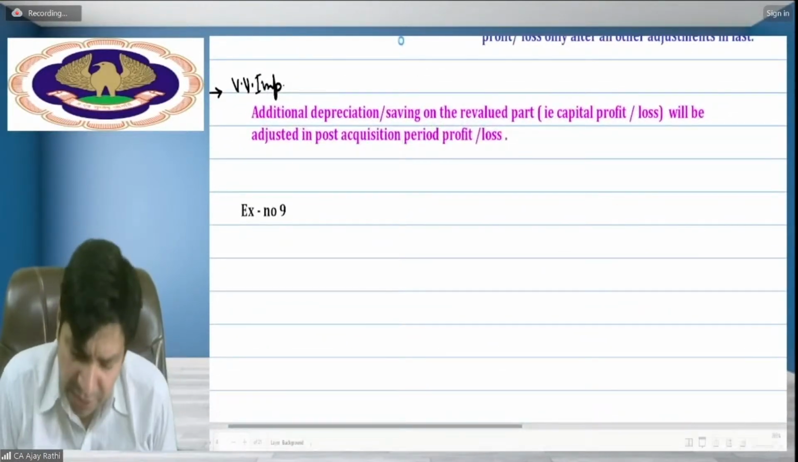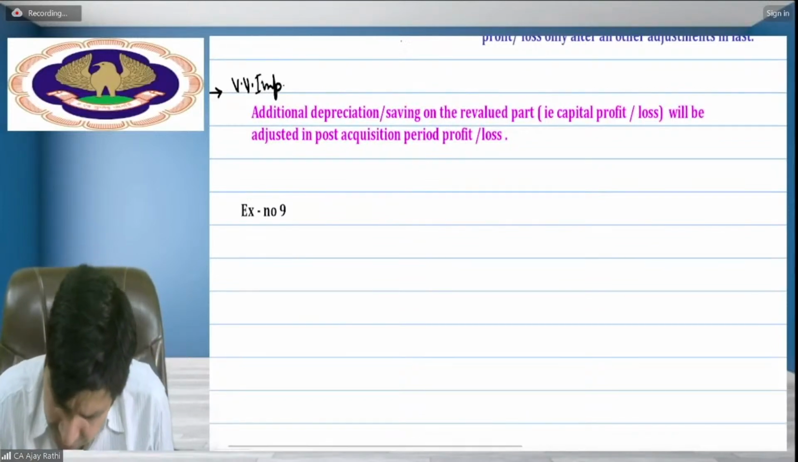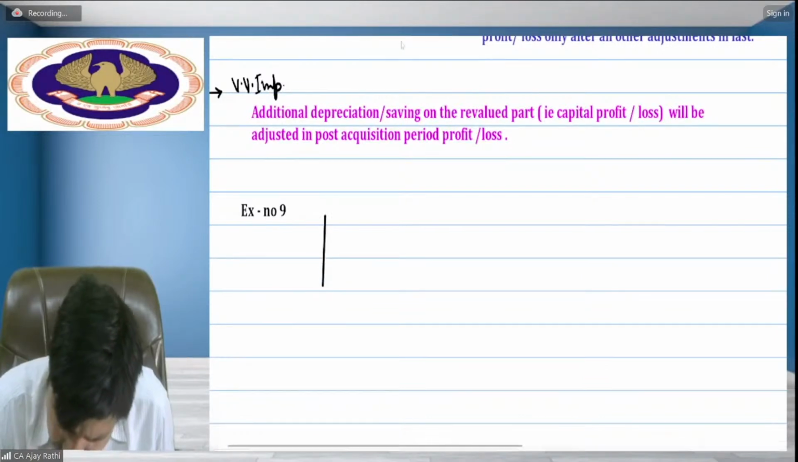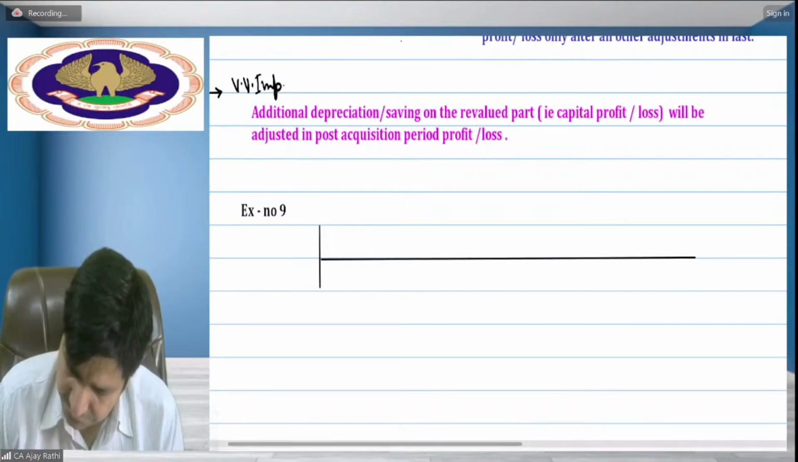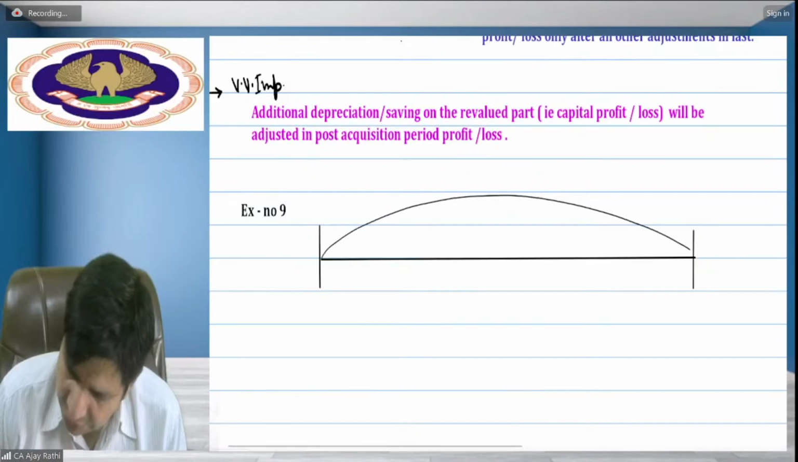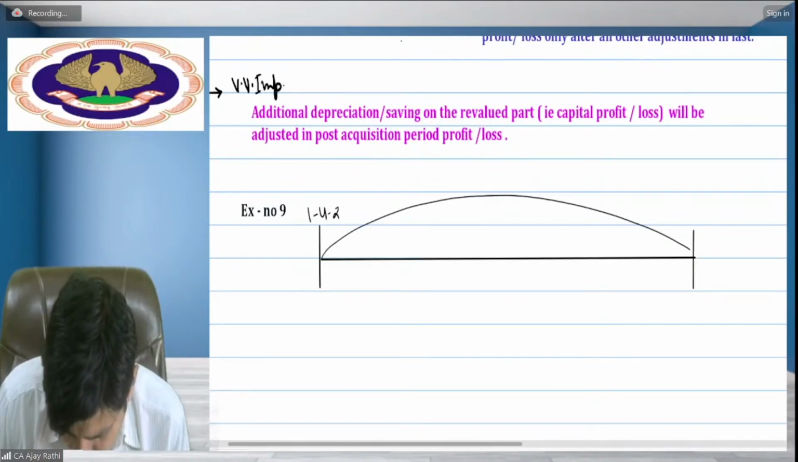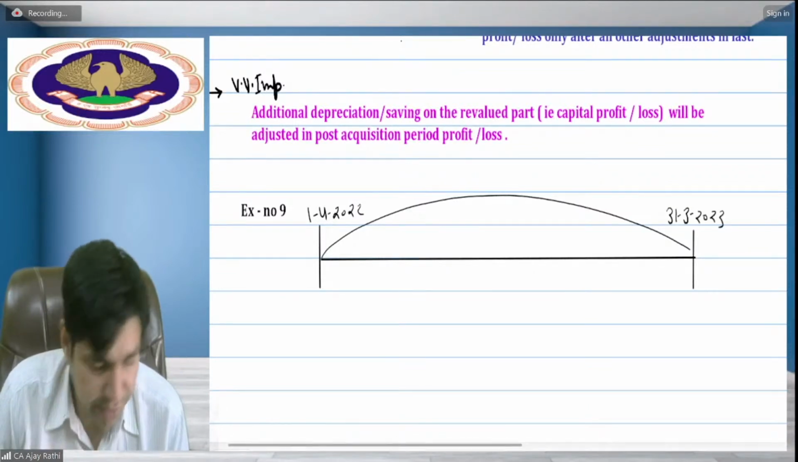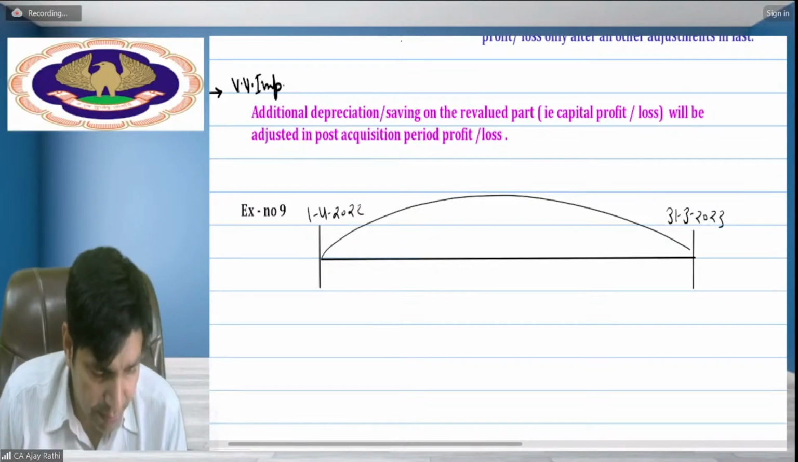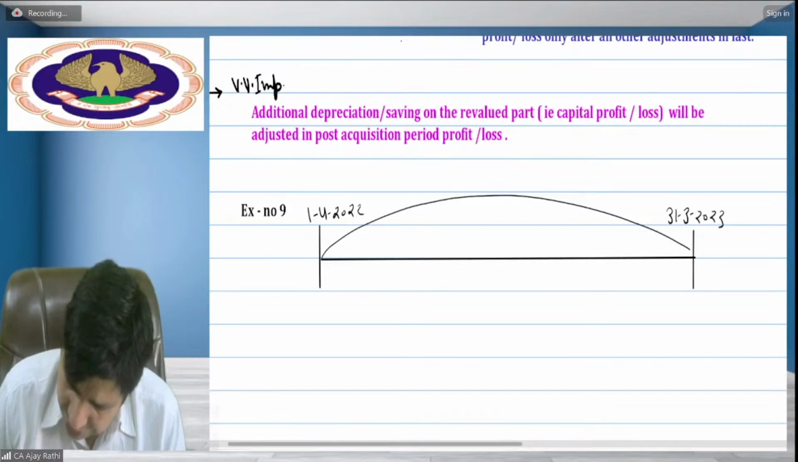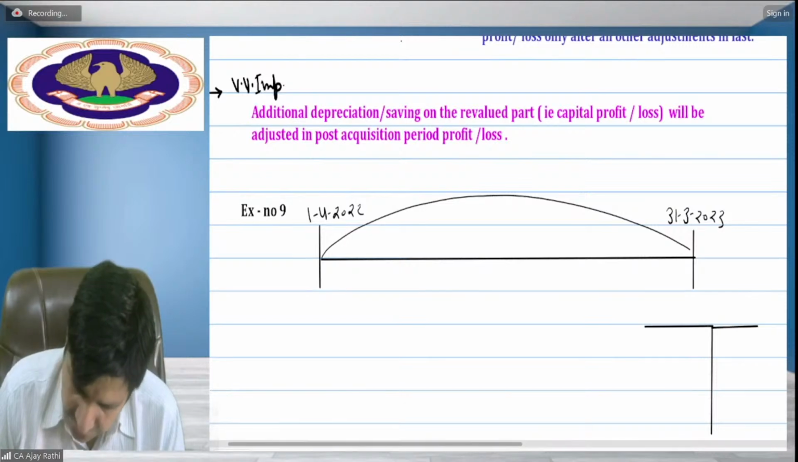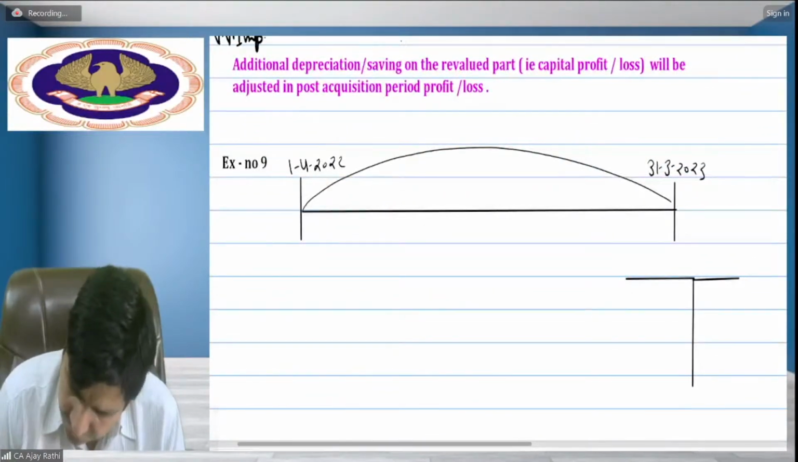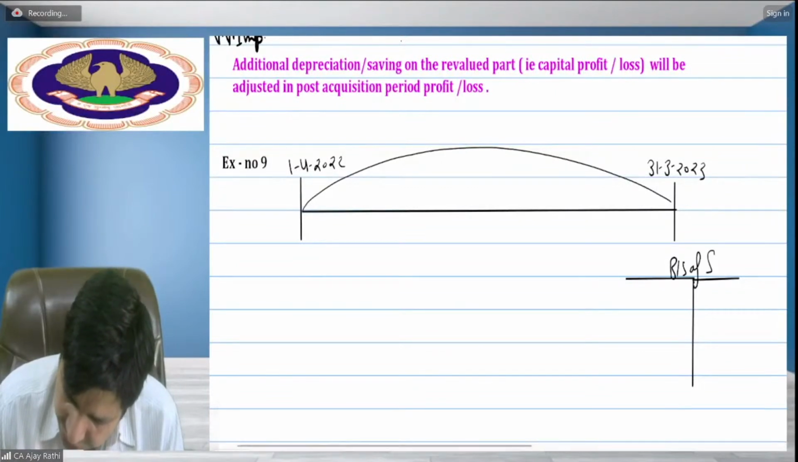So without wasting time, I am directly preparing a graph so that you may easily understand what the question is asking. Beta, this is the graph of the year, 1 April 2022 to 31st March 2023, and the question has given us the balance sheet of S Limited at year ending. This is the balance sheet, the relevant part I am showing here. Balance sheet of S Limited.